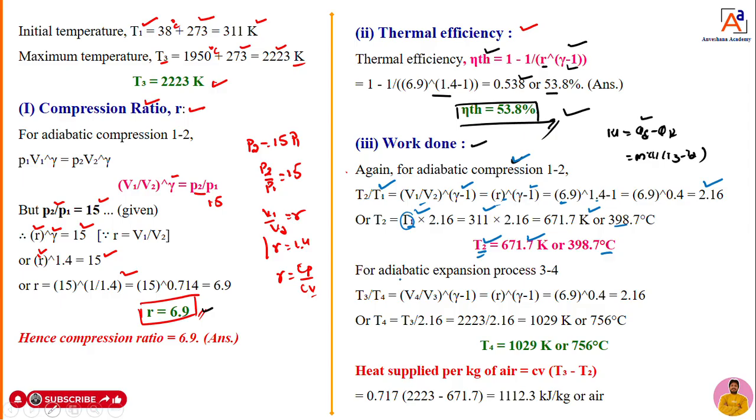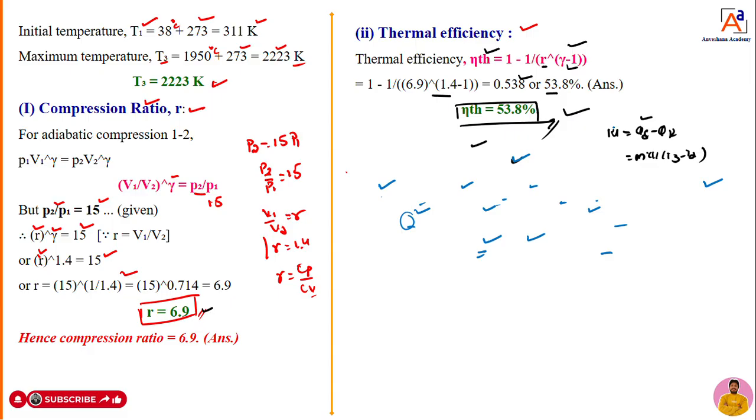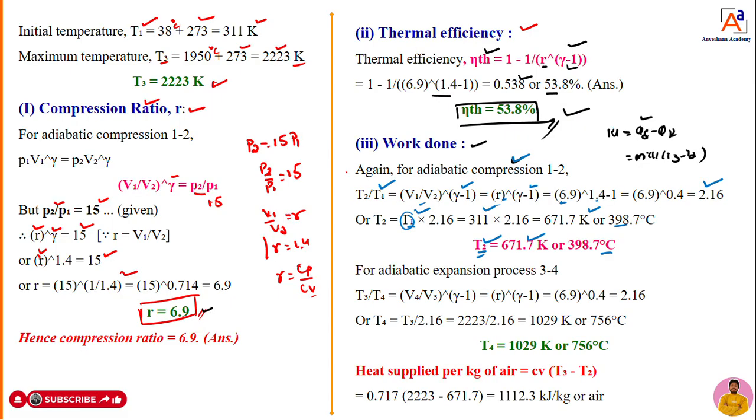Now I will go to the adiabatic expansion process. With the help of the 1 to 2 compression process, I have calculated the T2 value. Similarly, to calculate T4, I will go with the adiabatic expansion process. What is that condition? What is the equation? That is T3 by T4 is equal to V4 by V3 to the power of gamma minus 1. Whereas V4 by V3 is nothing but the expansion ratio. That we can call the expansion ratio, is equal to what?